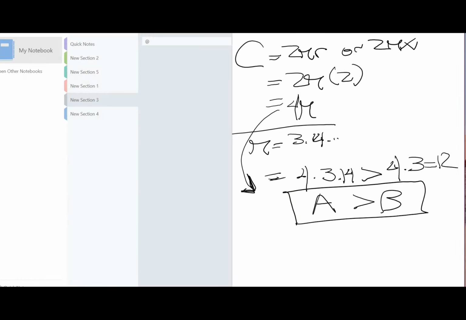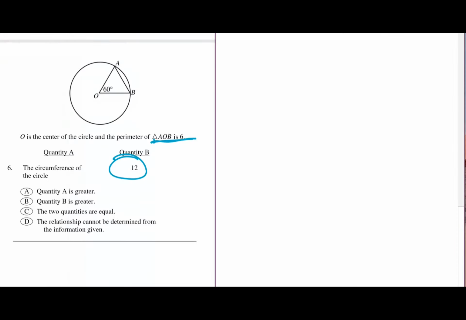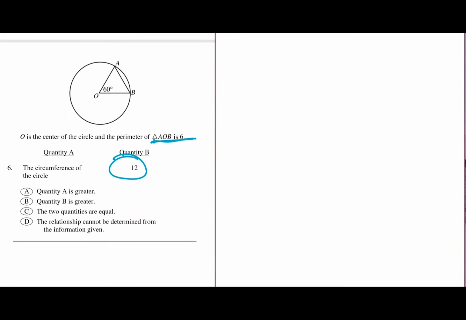So yeah, the key is just knowing the radius. This is projecting to the radius on both sides, and notice that the angle is associated with the length of the triangle. And then from there you can utilize the logic to solve and figure out that quantity A is greater than B.